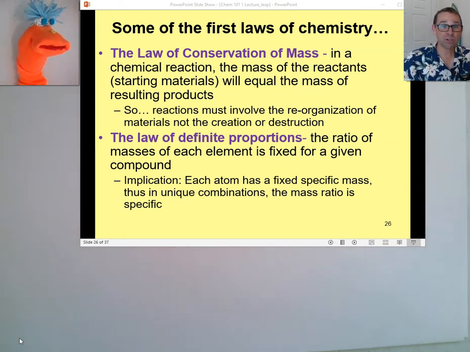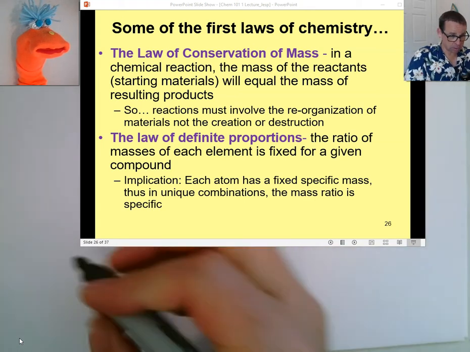All right, so I'm going to introduce today some laws of chemistry. You might have heard of some of these already. The law of conservation of mass, for example, tells us that when we have a chemical reaction, the starting materials, which we also call the reactants.